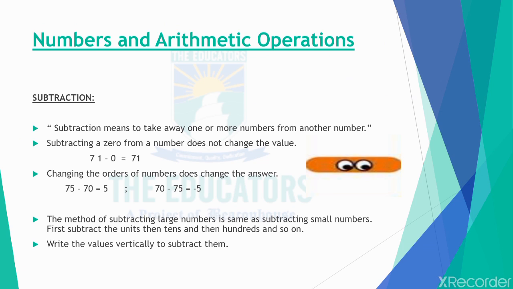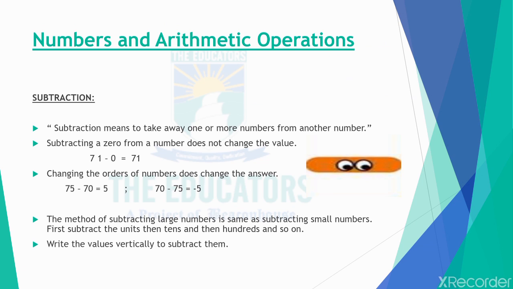Another thing is that if we change the sequence of numbers in subtraction, it leaves an impact. Suppose in the example you can see that in the first one we subtracted 70 from 75, we have got 5. In the second one we have changed the sequence of the numbers, we have put 70 first and 75 later. So the answer we have got is -5. It shows that change of sequence in subtraction changes the answer.